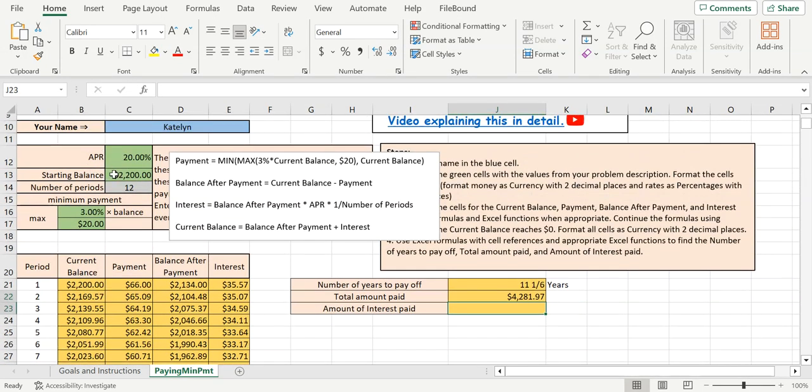So out of my loan, I started with $2,200. I ended up paying $4,281.97 in total. So that includes the loan itself and all the interest on top of that. So now let's determine how much just in interest I paid. So let's take the total amount paid minus the starting balance, and this will give me just the interest. So in interest alone, I paid $2,081.97.